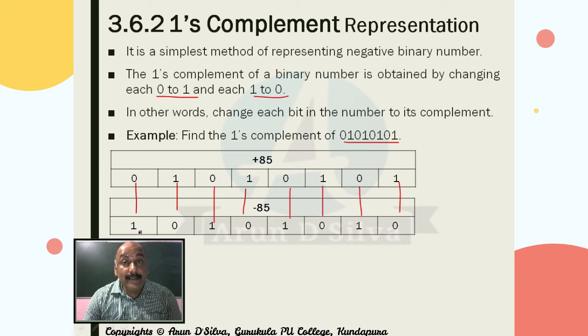But in the sign magnitude method, the magnitude doesn't change, only the sign bit changes. But here the entire number will change. We are taking 1's complement. So plus 85 is here 0, 1, 0, 1, 0, 1, 0, 1. But when we go for 1's complement, that means in the computer it is treated as a negative number. That means 1, 0, 1, 0, 1, 0, 1, 0. So this is a negative number inside the computer.